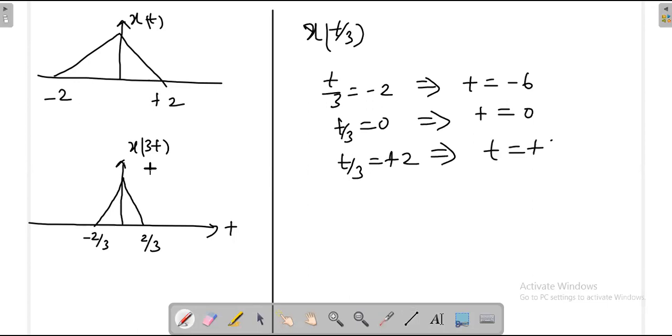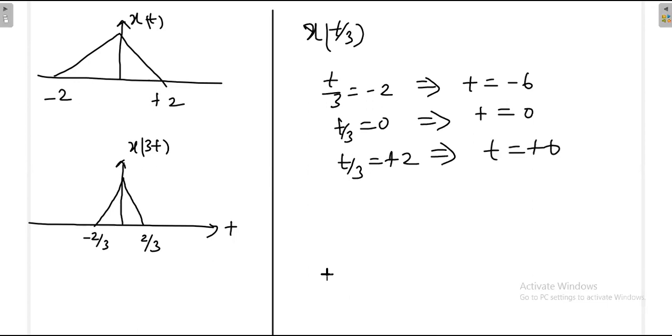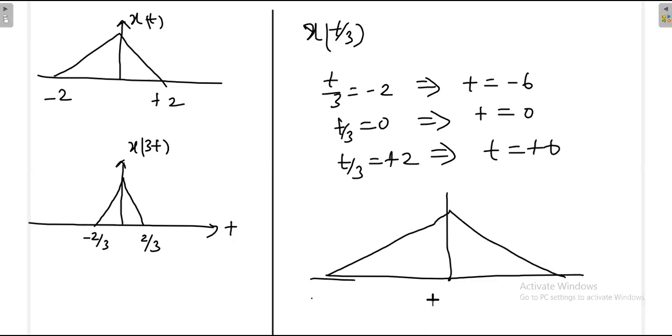So finally it will go like this. If this is minus 6, 0 and plus 6, this is t and this is x of t. Now this is my original x of t, and this is x of t by 3. Because here the a value is less than 1, that is 1 by 3, my diagram is getting expanded.